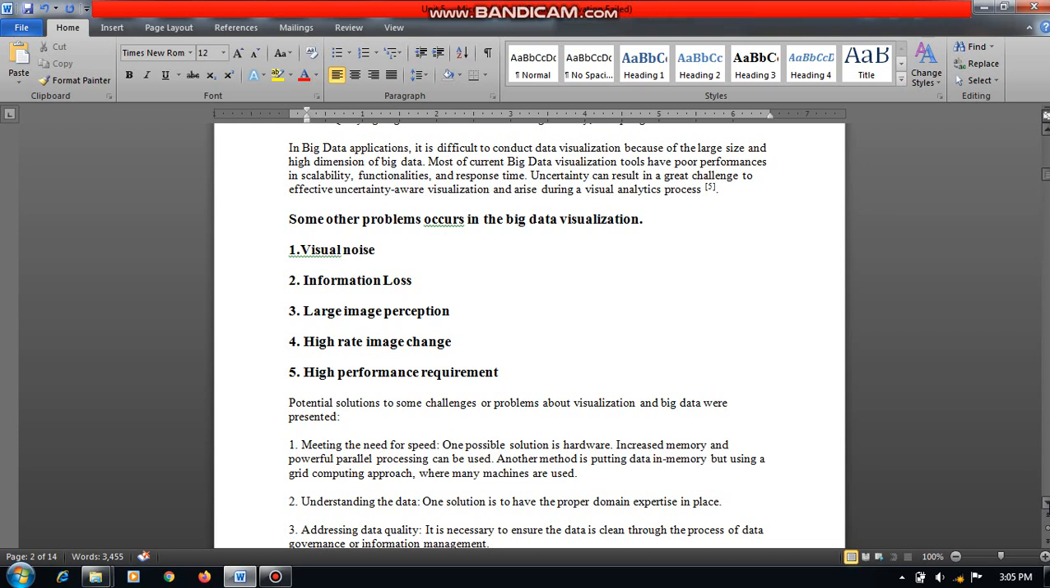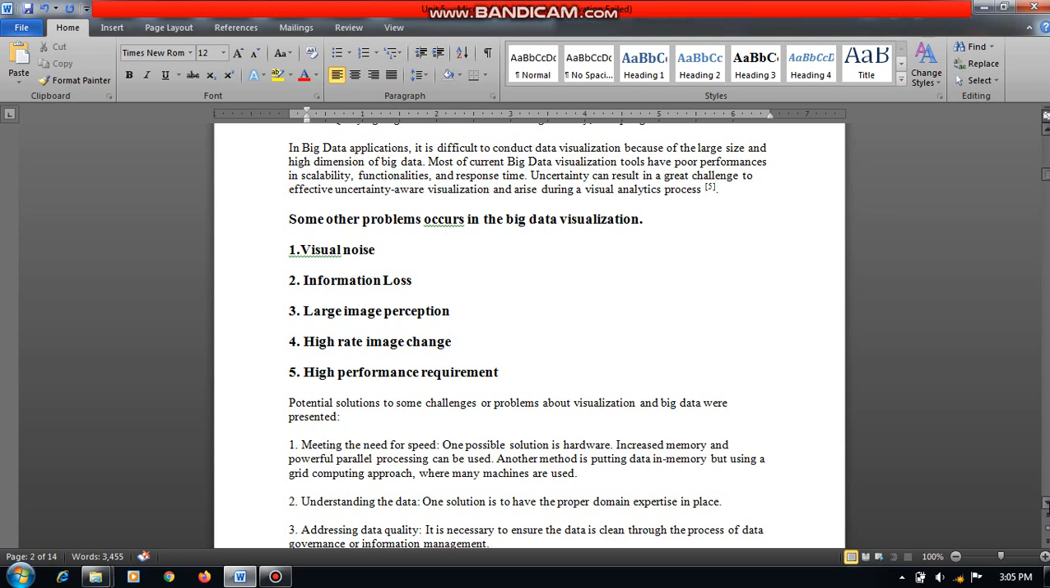Information loss. It is possible to perform reductions on the visual data set, but there may be information loss while doing so. Information loss means, again, that the complete data is not available with your data set.